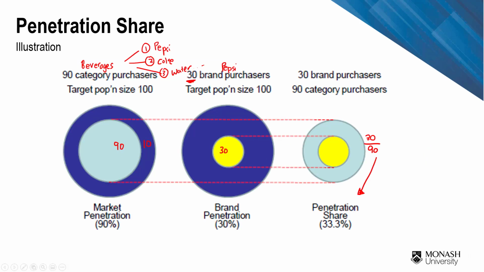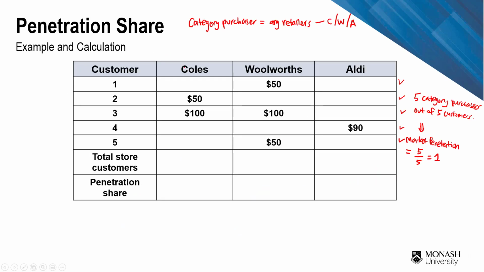Now, we already found out what our market penetration is. We want to find out the brand penetration. So let's calculate Coles. Let's focus on this quadrant here. After you find the market penetration, the next step is to find the brand penetration. I'm going to write it here. Brand penetration is going to be 2, because we have 2 Coles customers, divided by 5. And that is going to be 0.4. So penetration share is basically brand penetration divided by market penetration.